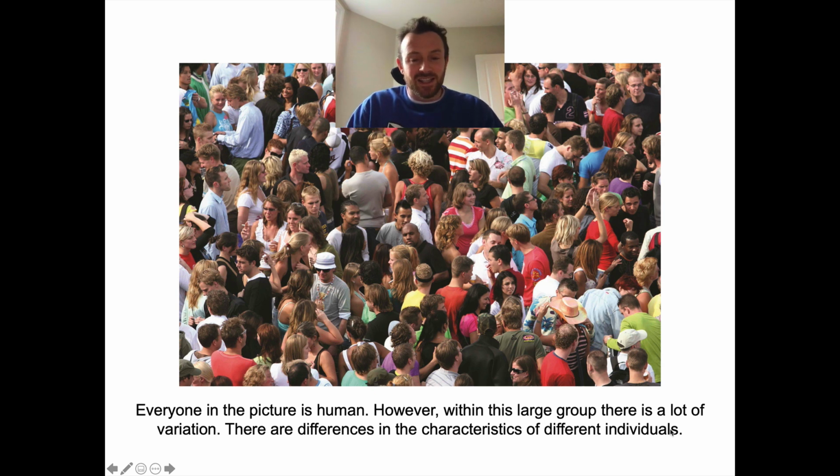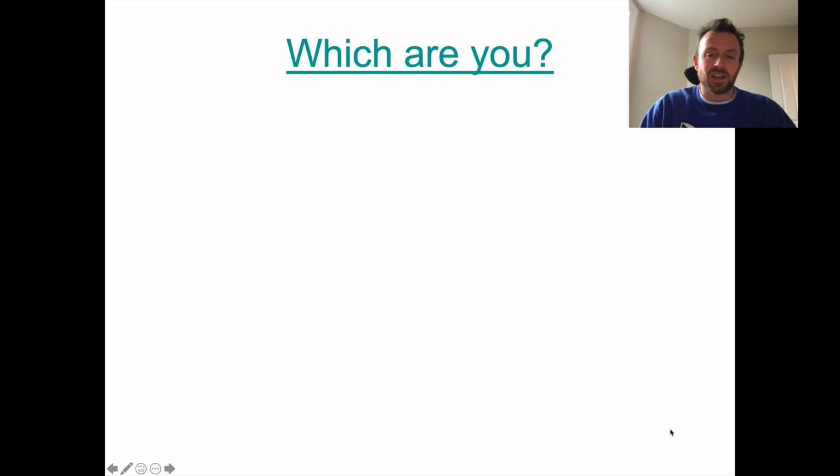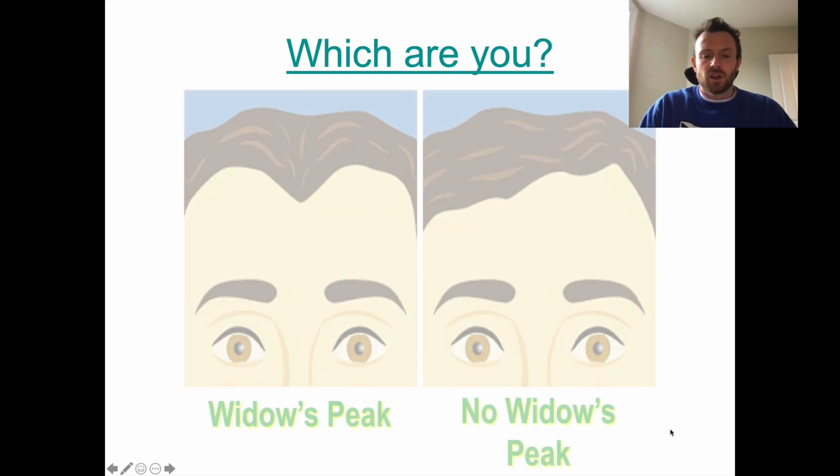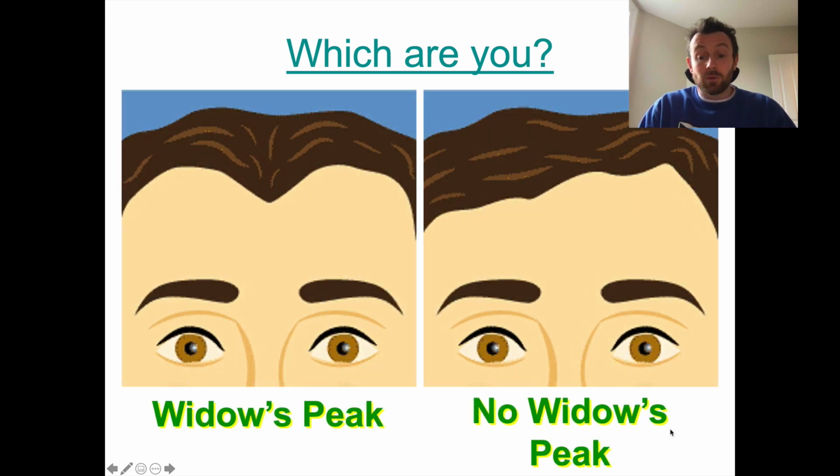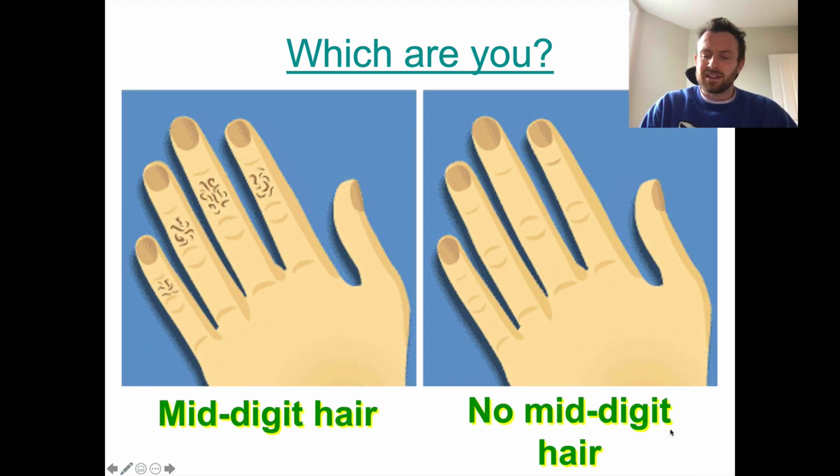Let's look at some of the variation that we have as humans. Okay, so you can do this along. Which one do you have? This is a bit of fun. So first of all, widow's peak. Do you have a widow's peak or not? I think I do. My hairline goes down a little bit in the middle, so I do have a widow's peak. That is a genetically controlled feature. Mid-digit hair. Do you have hair on your hands, in between your digits, or not? I don't think I do.